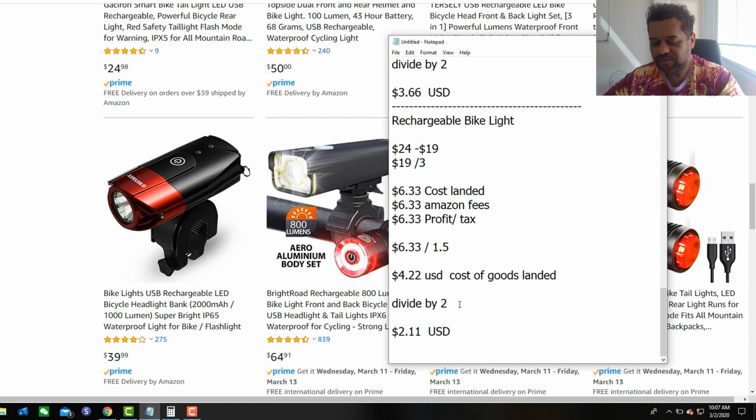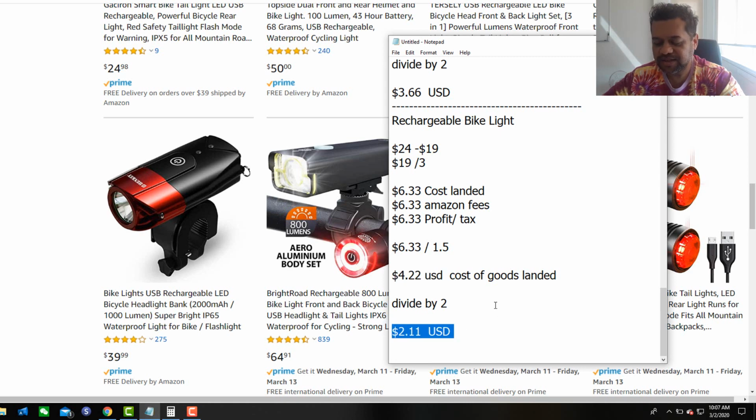Then what we do is we just divide it by 2 because we want to get the cost of goods. Then we multiply that by 2 to get the shipping. I always double the price to get the shipping, just to be sure. So if we double the price, $2.11, we'll get $4.22. Okay, so now we know we've got our numbers.